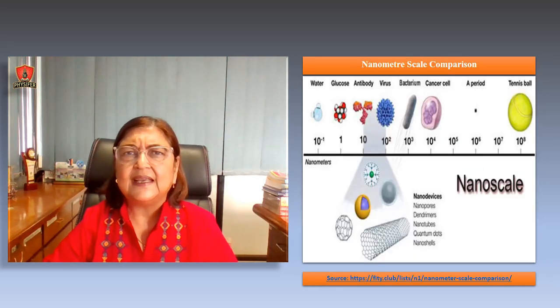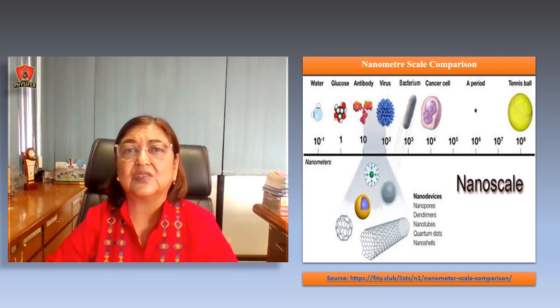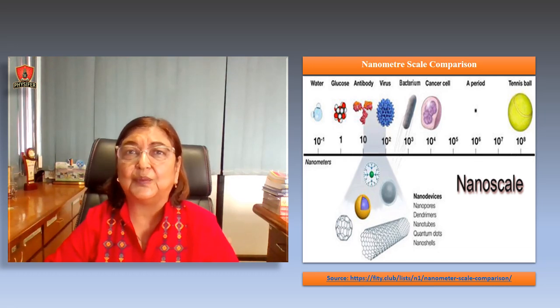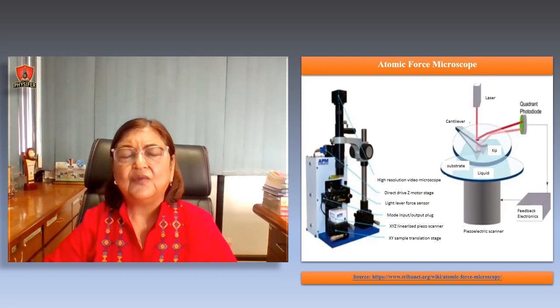But the nanoscale is considered below 100 nanometers. So these microscopes cannot be used there, as nanoscience works on a scale 1,000 times smaller than what can be seen with an optical microscope. Obviously, we need special types of equipment and devices to see and work at the nanoscale.